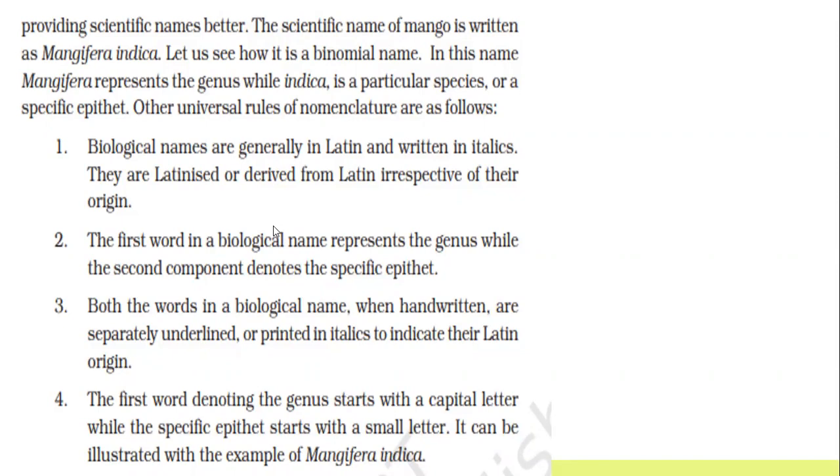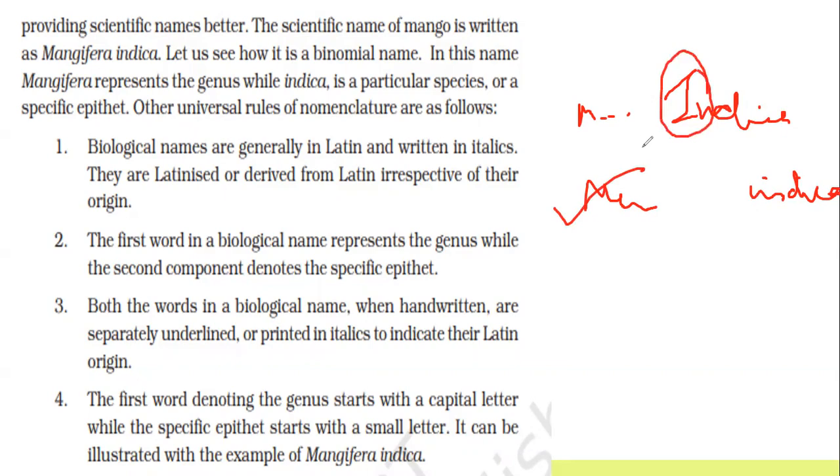So expand abbreviation ICBN. One more question. ICBN: International Code for Botanical Nomenclature. ICZN: International Code for Zoological Nomenclature. Who proposed the system of binomial nomenclature? Carl Linnaeus. Given below is the scientific name of mango. Identify the correct name: Mangifera indica and Mangifera Indica. One for exam. For the first one, it is Mangifera indica, and for the second, it is Mangifera Indica. The correct one is the first one, because in the second word, the first letter should be small.